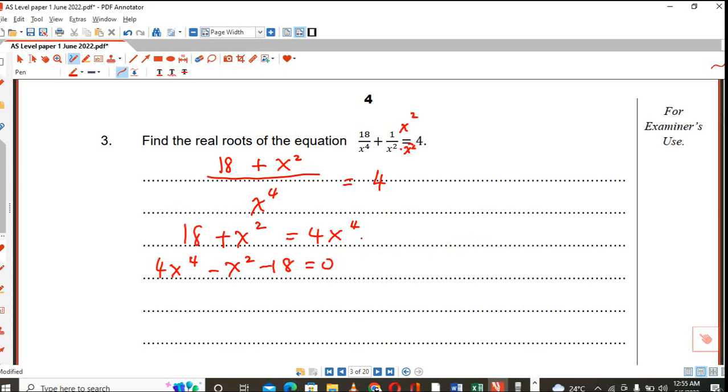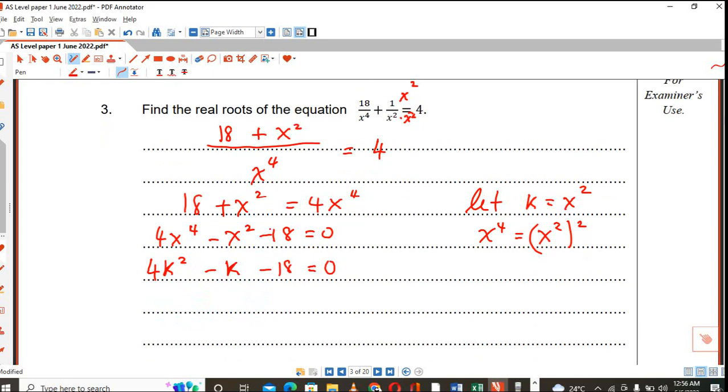Now a lot of people say let something be something, like you can say let k equal x squared. Let me use that for example. What I know is that x to the power 4 can be written as x squared, squared. Follow? So this is 4k squared minus k minus 18 equals 0. This is a quadratic equation that you're more or less familiar with, if you were to solve such an equation.